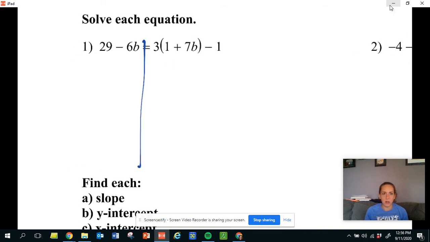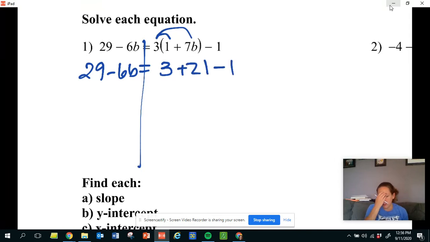So solving. First thing I'm going to want to do here is distribute my 3. So I've got 29 minus 6b. Everything else is just going to come down. Equals 3 plus 21b minus 1.